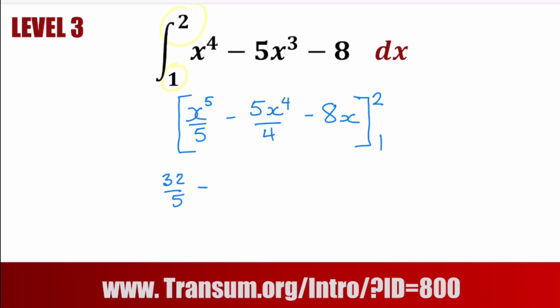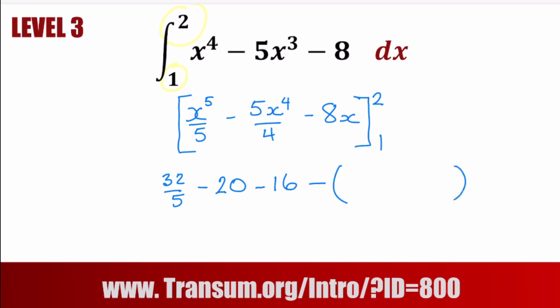minus x to the power 4 is 2 to the power 4 multiplied by 5 divided by 4, which is 20. And then substituting the 2 into that minus 8x term will give you minus 16. So that's those 3 terms when 2 has been substituted. And now we need to subtract. And just so I don't forget I'm taking this away, I'm going to put the whole next bit in brackets.